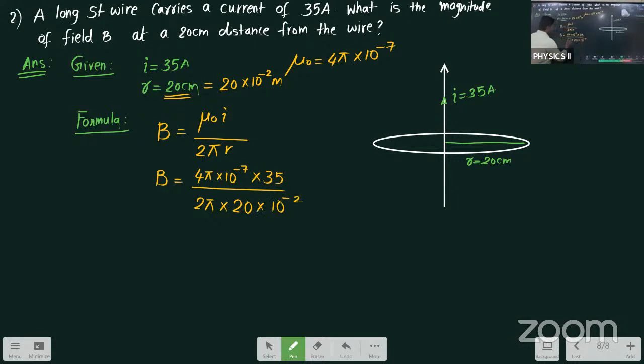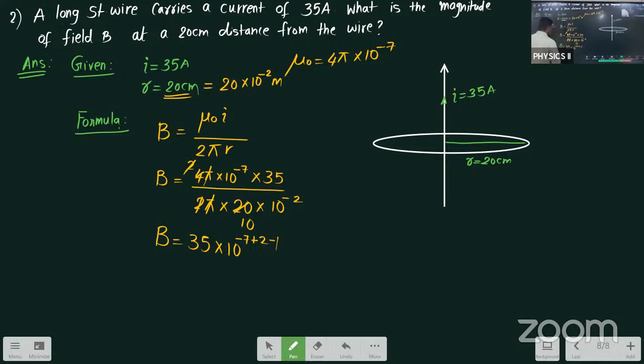So let us solve this. This pi and this pi get cancelled. 2 ones and 2 twos, 2 ones and 2 tens. So what will be our final answer? B is equal to 35 into 10 power minus 7. If I take this minus 2 to the numerator, it will become plus 2. If I take this 10 to the numerator, it will become 10 power minus 1, isn't it? So here it will become power minus 1.